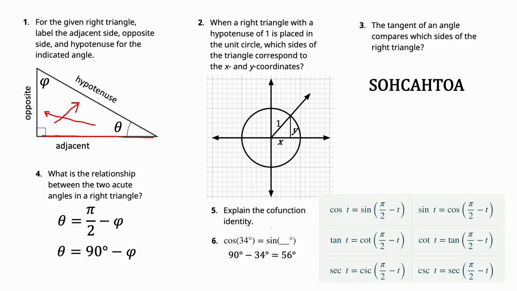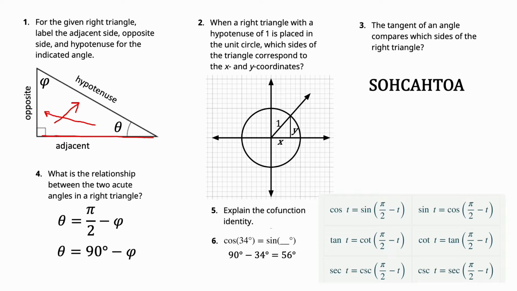Now if we jump to 4, because this kind of relates, what's the relationship between the two acute angles in the right triangle? Well, since the sum of the angles is 180 and I subtract out the 90, that means that theta is equal to 90 minus phi, or you could say it's equal to pi over 2 minus phi. Either way, they're what we'd call complementary angles, right?